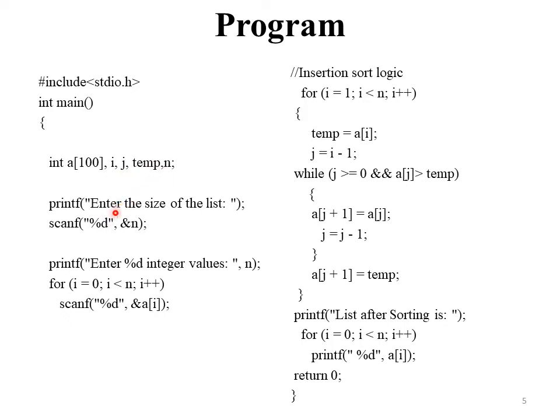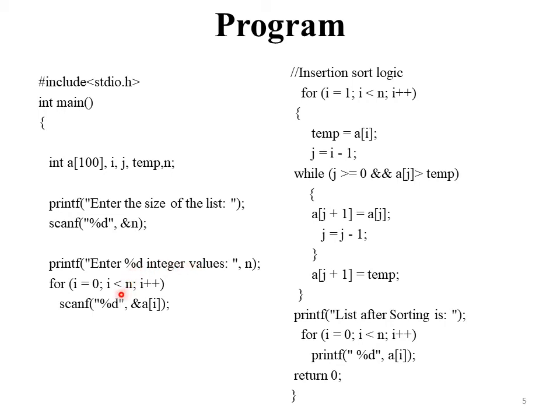Next is printf "enter the size of the list". Then scanf "%d", address of n. So here we enter the size n, meaning the size of the array. If we enter n equal to 5, we create an array of size 5. Next, printf "enter %d integer values", comma n. So if n is equal to 5, then the output is "enter 5 integer values".